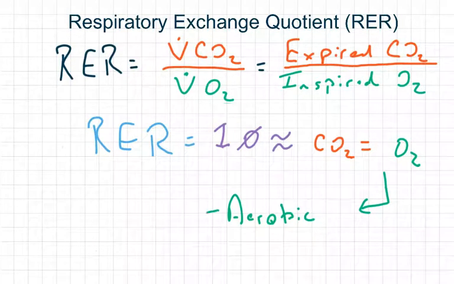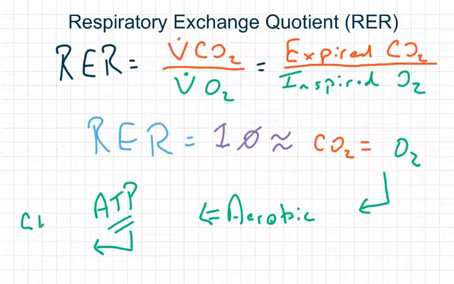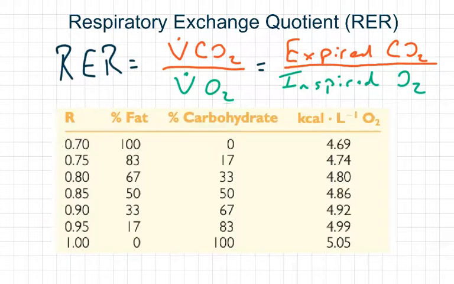And so as we get closer and closer to 1, we need to create more ATP quicker, right? We said previously that it takes a lot to create ATP from fats as the fuel source. And so the body starts to transition to carbohydrates as the source of fuel as we get closer and closer to an RER of 1.0. And so what we have here is figure 4.1 from the textbook.